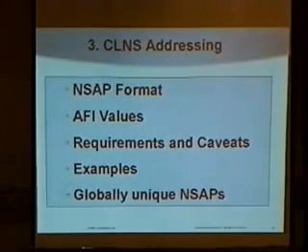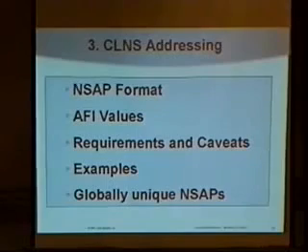I want to look at the concept of AFI values. AFI stands for Authority and Format Identifier. We also want to look at some requirements and caveats that we need to follow to stay out of trouble. And then people have asked so many times, how do I get globally unique NSAPs? I mean, the question here is, do you really need them for an ISP network? And we'll talk about this also.